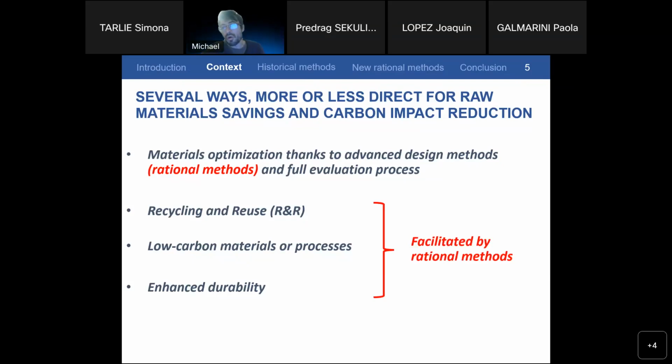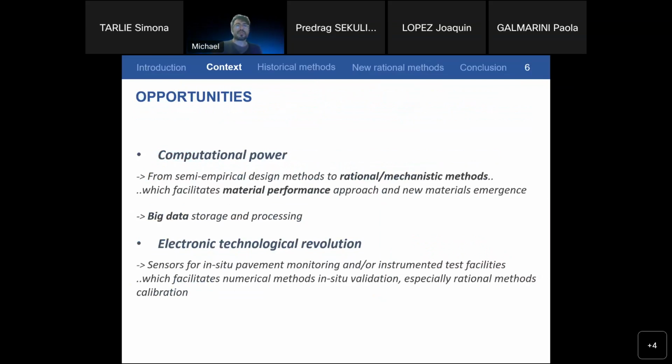Those solutions are facilitated, as I will demonstrate just later, by the rational methods. So we have opportunities for that. The first one is the computational power evolution, which enables us to develop those rational methods. We are going from the semi-empirical design method to rational mechanistic ones, which facilitates material performance approach, new materials emergence, and also the possibility to develop predictive models.